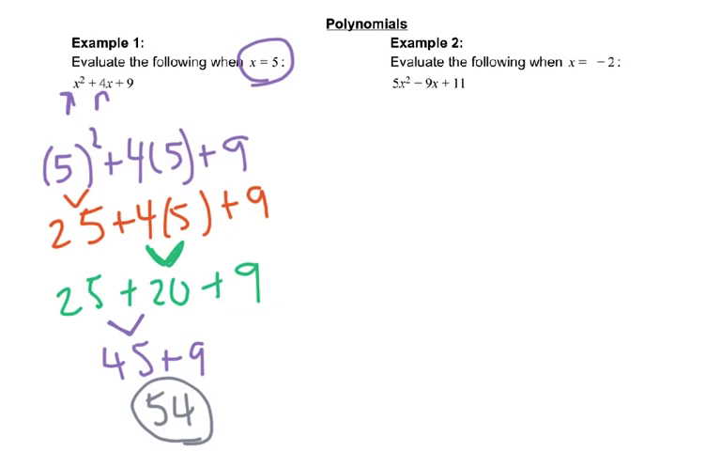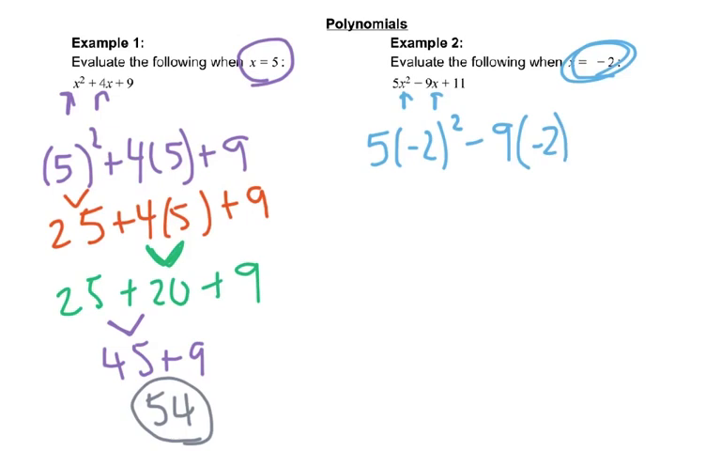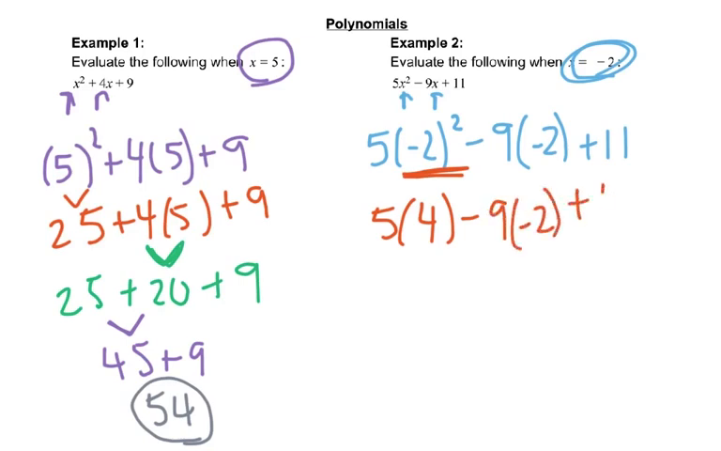Let's look at example 2. Evaluate the following when x equals negative 2. So I'm going to put negative 2 in place of x. Remember to use those parentheses. We're going to do 5 parentheses negative 2 squared minus 9 parentheses negative 2 plus 11. We have to do our exponents first. That is the negative 2 to the second power. So we get 5 parentheses negative 2 squared gives me positive 4 minus 9 times negative 2 plus 11.